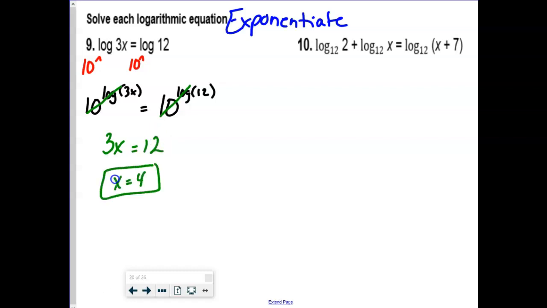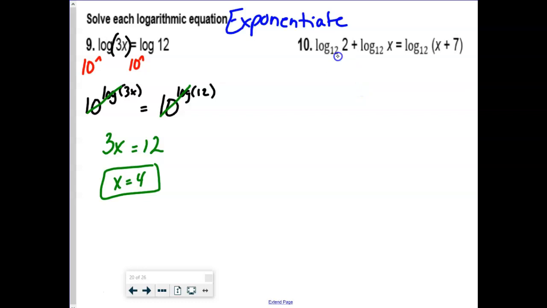I'm sorry to waste your time. The answer is x equals 4. However, this is where you need to watch out for extraneous solutions. The idea is when you plug your solution into the original problem, remember you cannot take the logarithm of a negative value. So if you plugged in a 4 into 3x, that would not be a negative value. So we're okay to keep that answer.